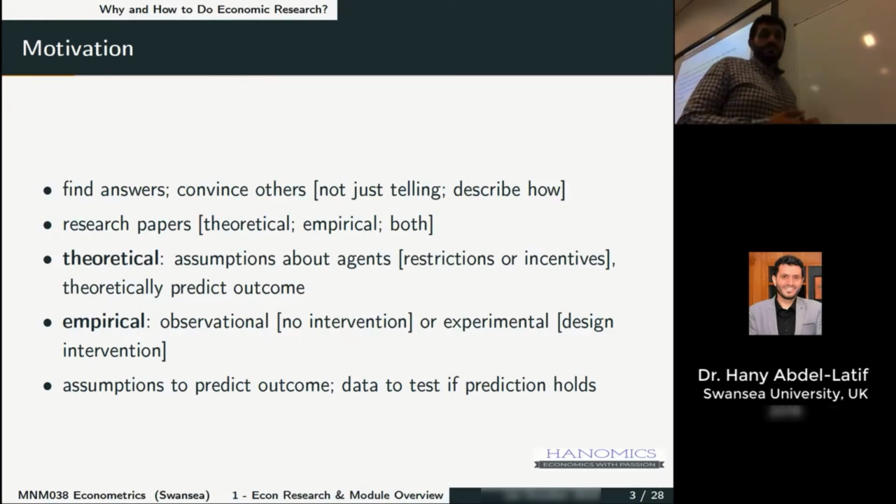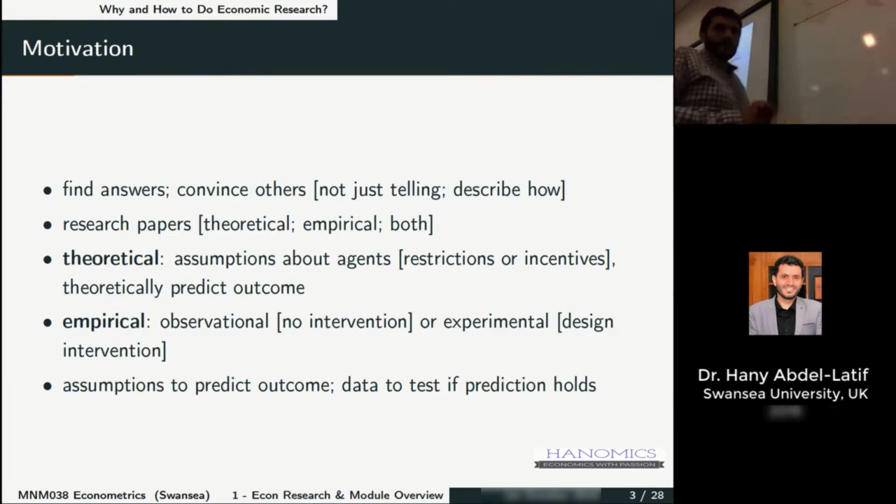But with empirical research, you could have observational work. Most of the work we'll be doing will be based on observational data, so you have no intervention as a researcher. So you want to see what happened to the exchange rate in the UK after Brexit, so you just collect data about the exchange rate after that period. As a researcher, you have no intervention. You haven't changed anything in the exchange rate. You're actually just observing or collecting observational data.